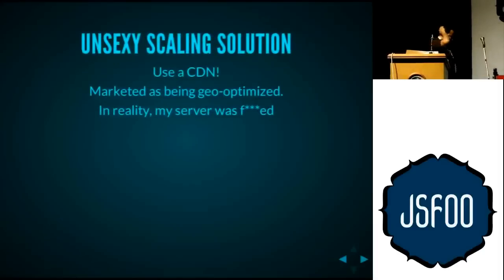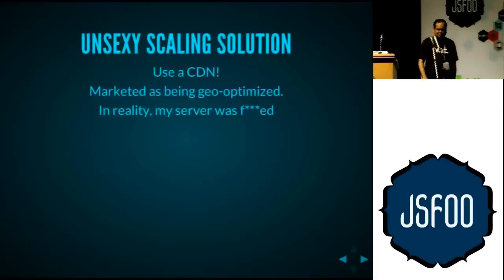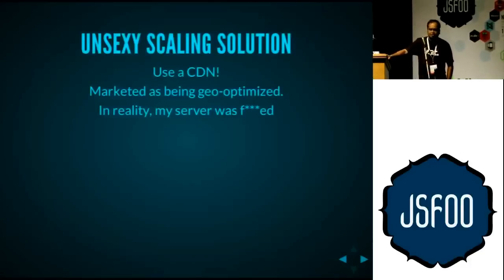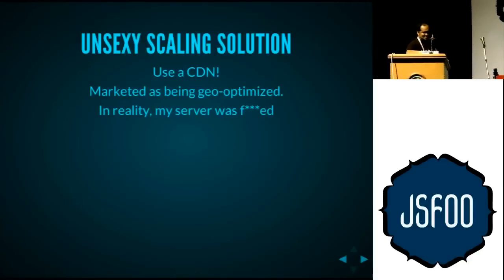And then the first thing I did was go on to Amazon, figure out how to use their CDN, and get some stuff set up on the CDN, essentially. When I did that, I wrote a blog post marketing it as being all geo-optimized, and now it's cached locally and stuff like that. Fact of the matter was that my server could not handle it, so that's why I had to do it, but marketing always wins, right?